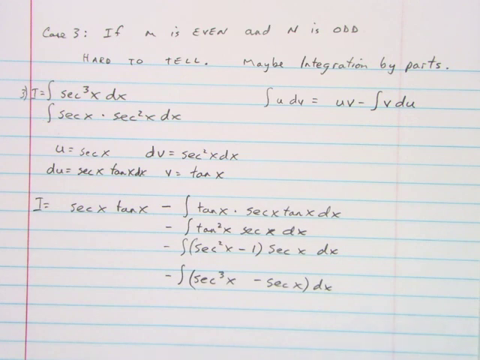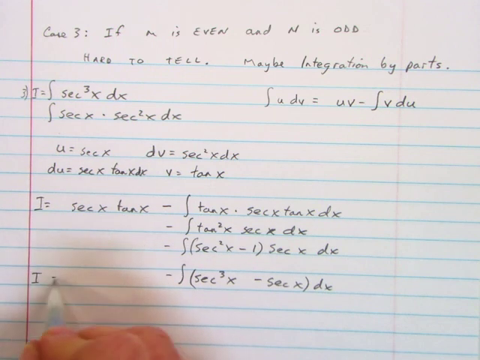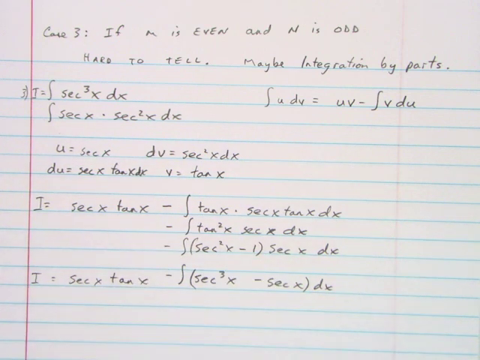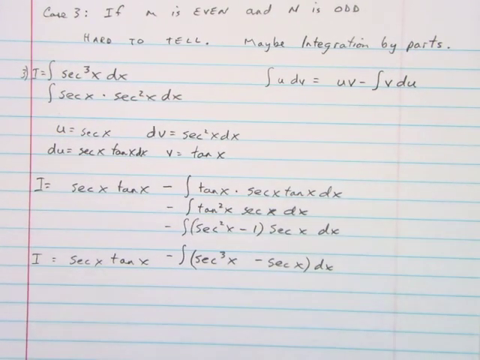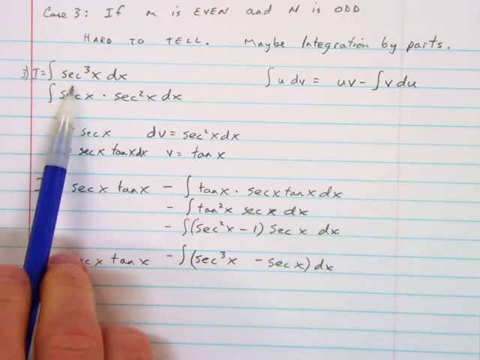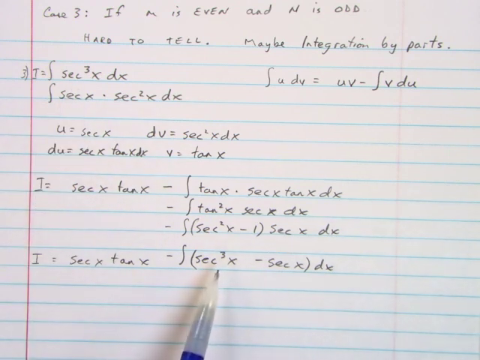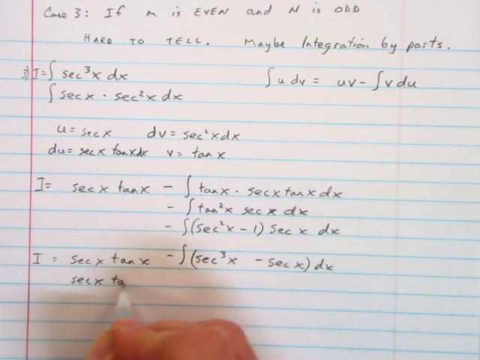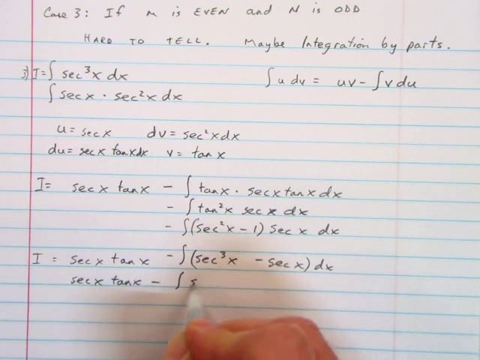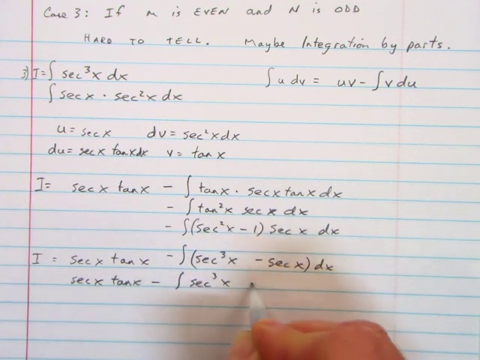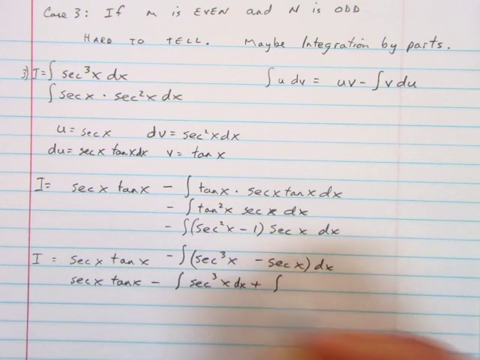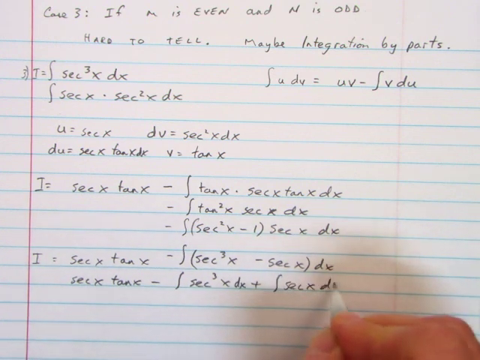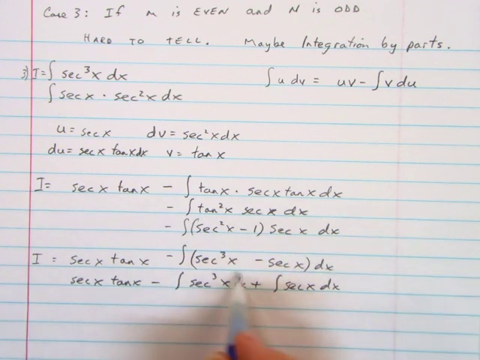Is this good, bad, or ugly? What do you notice about this? What is our original question? Our original question is the integral of secant cubed x. That's exactly what we have here. This is secant x tan x minus the integral of secant cubed x plus the integral, don't forget the dx, of secant x dx. This is I.